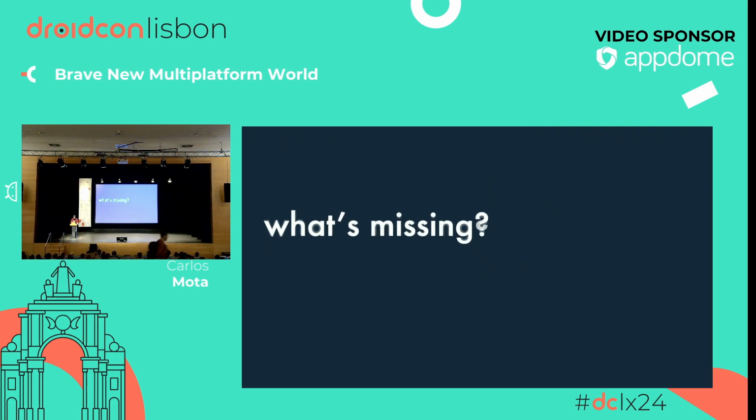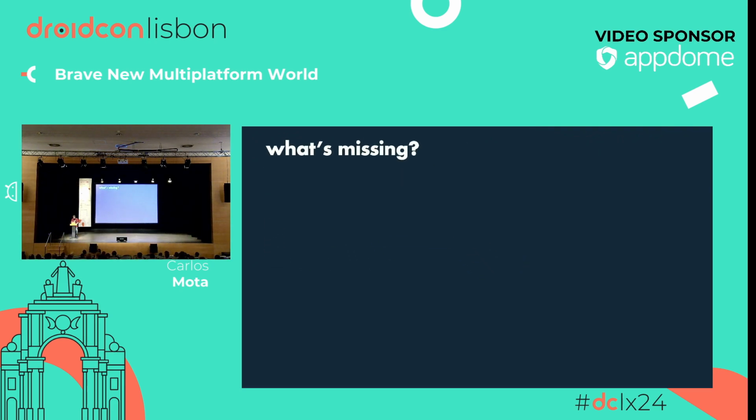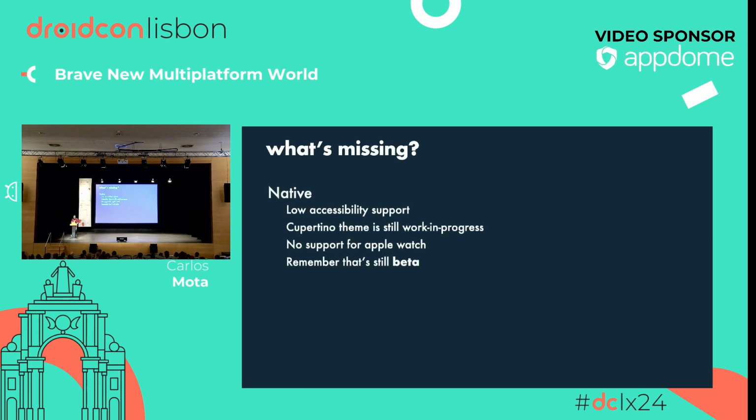So what's missing? Of course, this is still under development. iOS, in this case, is on beta. WASM is on alpha, if I'm not mistaken. From my point of view, there's still low accessibility support. So if you want to give support on native, there are still some things that need to be improved from the JetBrains side. The Cupertino team is still work in progress.